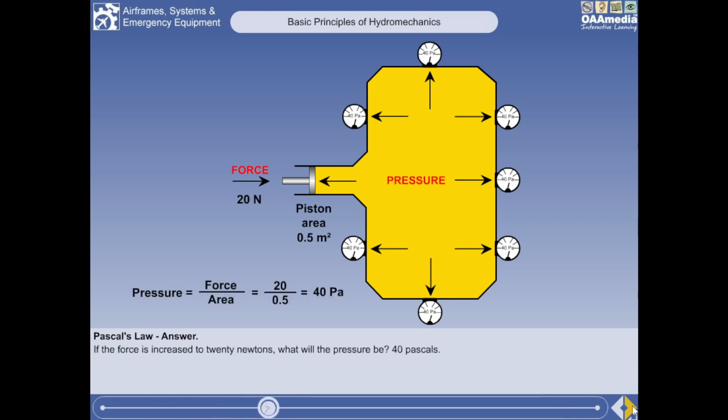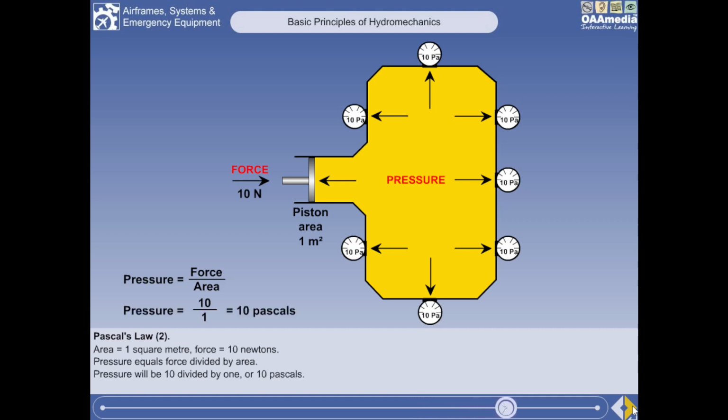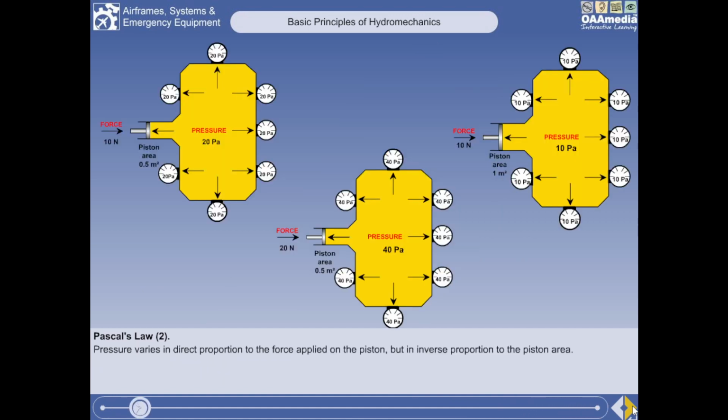The answer is 40 newtons per square meter, or 40 pascals. If we go back to our original example, but this time increase the area of the piston to 1 square meter, keeping the force applied at 10 newtons, using the formula pressure equals force divided by area, then the pressure will be 10 divided by 1, or 10 pascals. We can see from these examples that the pressure varies in direct proportion to the force applied on the piston, but in inverse proportion to the piston area.